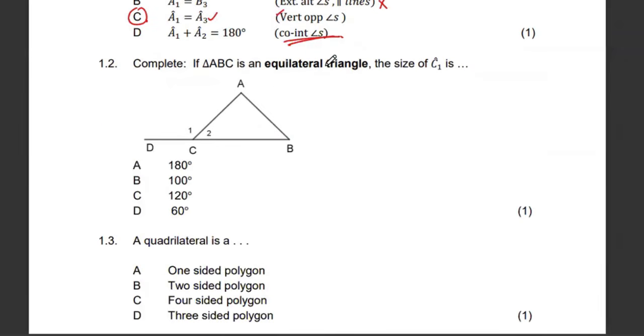1.2, complete. If ABC is equilateral, meaning that this is a 60, that is a 60, this is also 60, meaning that C1 must be 120. The size of C1 is 120.